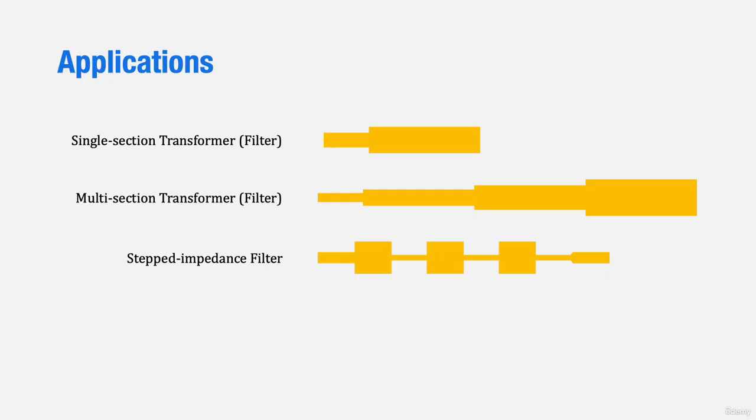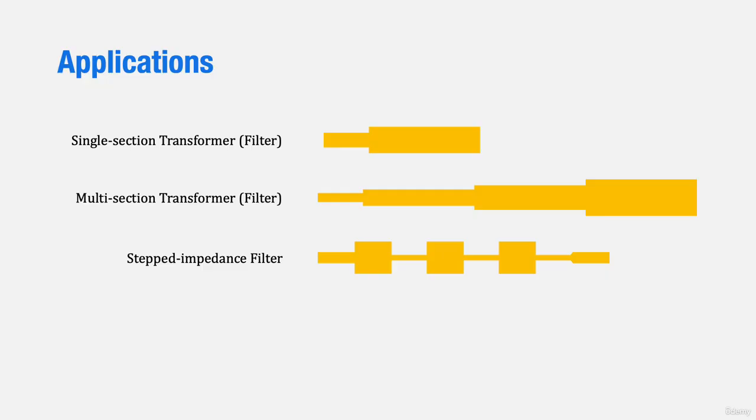This is filtering. When a single discontinuity does not achieve the goal, engineers can use more line sections to achieve the desired filtering effect. Examples are the multi-section transformer and stepped impedance filter seen here.